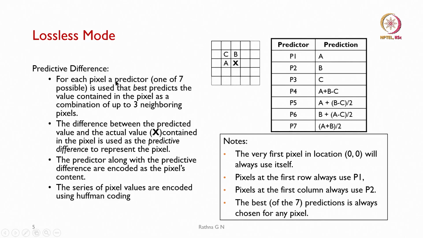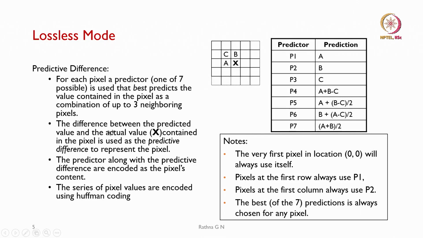For each pixel a predictor, one of the 7 listed in the table here, is possible. The one that best predicts the value contained in the pixel is used, as a combination of up to 3 neighboring pixels, as you are seeing. This is the pixel, and the neighbors can be A, C, B. In P1 only A is selected, in P2 B, and in P3 C, and then the other combinations, P4 to P7, with respect to A, B and C.